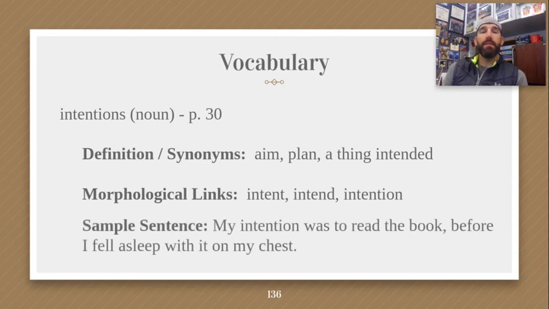And my sample sentence says, my intention or my plan was to read the book, but let me try that again. My intention was to read the book before I fell asleep with it on my chest. So I was planning on reading that book. I intended to do it. I had the intention of doing it. And then I fell asleep instead. Go ahead and pause the video and write your own sentence now.